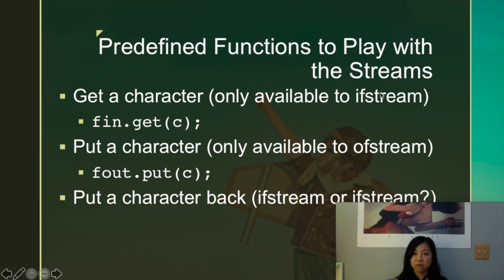So it works only for an input file stream. As you know, an input file stream is for inputs, right? But if you want to put something in a file, you would use .put. It's also one character at a time. And there's actually a put back for the file stream. So what do you think it will be related to, an input file stream or an output file stream?